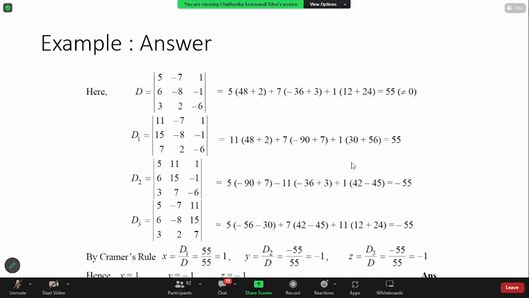And here you saw that X is D1 divided by D. So D is 55, D1 is 55, D2 is minus 55, D3 is minus 55. Then X is going to be 1, D1 divided by D. Y is D2 divided by D, that is minus 1, and Z is D3 divided by D. There are students who found all these three in time. Good. The others also, by looking at your friends' speed and pace, need to improve yourselves to solve the question fast and accurately.